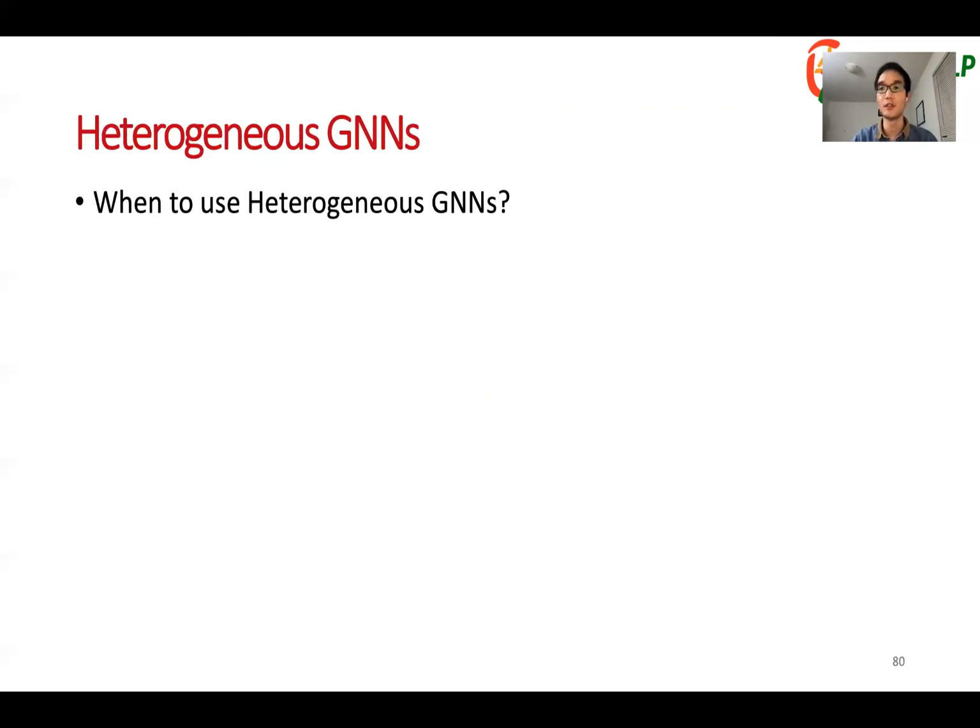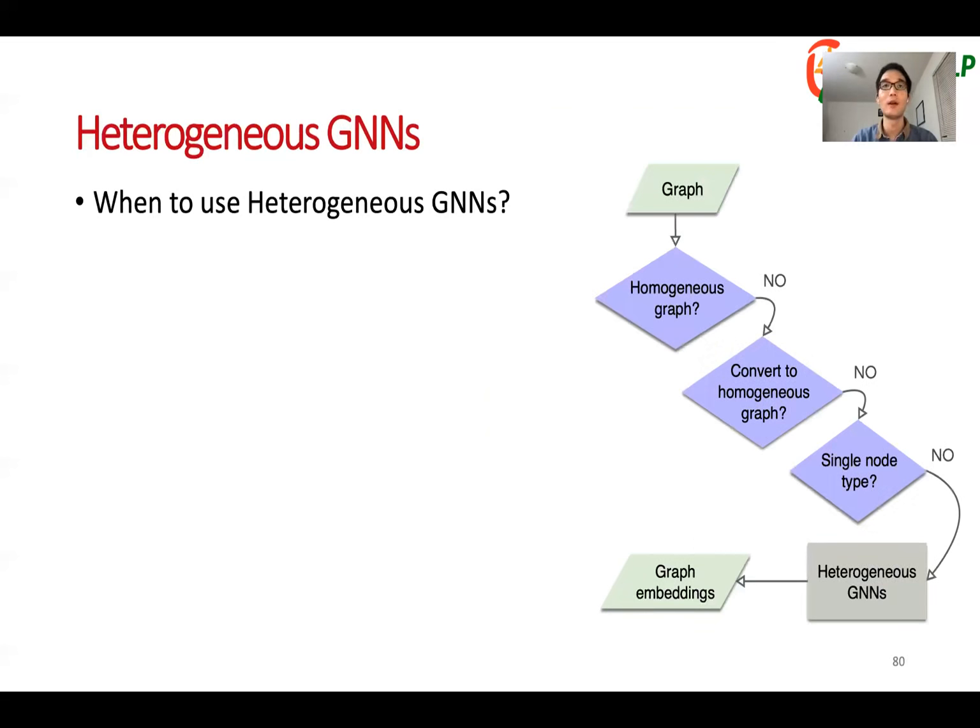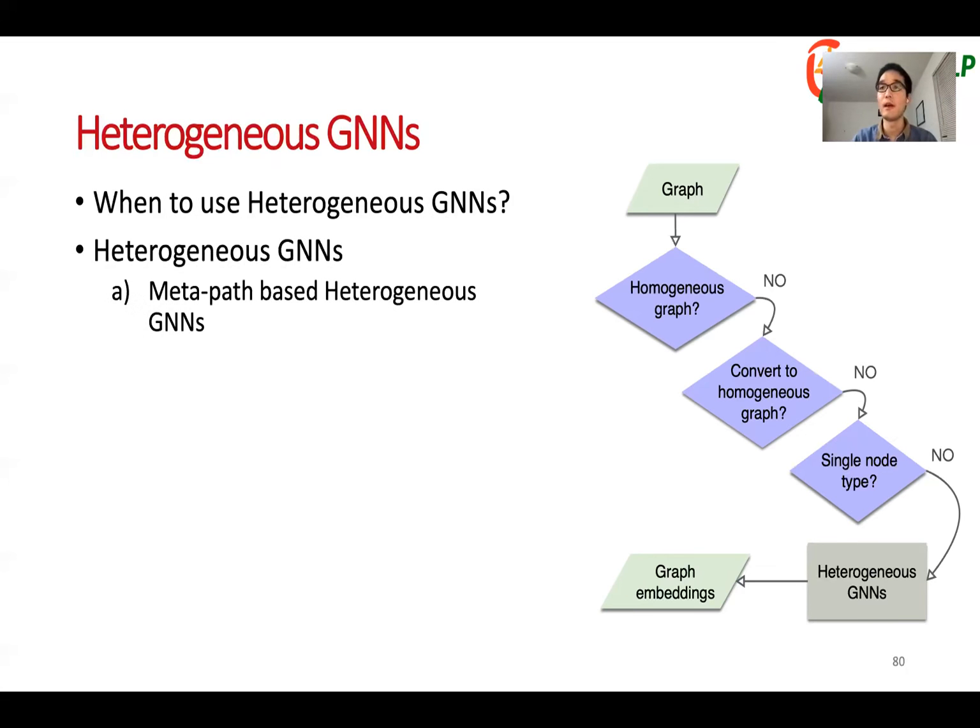When to use heterogeneous GNNs? Given a graph, if it's not a homogeneous graph and we don't want to convert it to a homogeneous graph, and it contains more than a single node type, then it's a heterogeneous graph and we can apply heterogeneous GNNs to encode the graph. We will introduce one popular variant of heterogeneous GNNs, which is based on the meta-path idea.